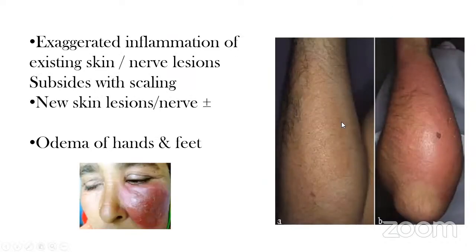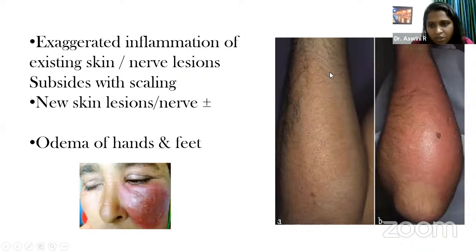See, in this picture, on the left-hand side the lesion is actually not visible. Actually, there is a faint lesion on the forearm in the first picture. But in the second picture, you can see that lesion is becoming inflamed. So exaggerated inflammation of an existing skin lesion. And after a few days, it will subside with scaling. So there will be erythema, edema, tenderness, and it subsides with scaling.